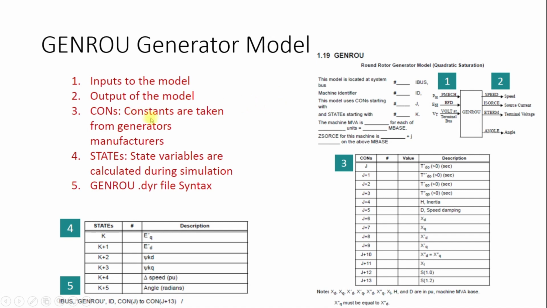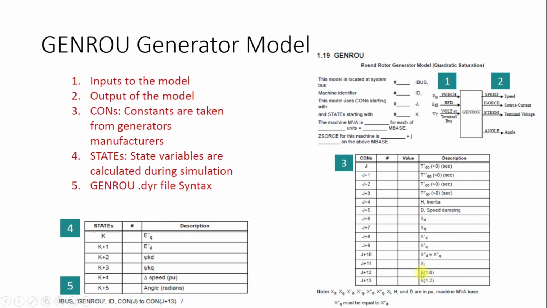Then the CONs, also known as constants. These are the different kinds of parameters required by this model: the transient direct axis open circuit time constant, similarly the subtransient direct axis open circuit time constant, then in the Q axis the same thing. Then the inertia, then the damping, then different kinds of impedances, and in the end saturation.